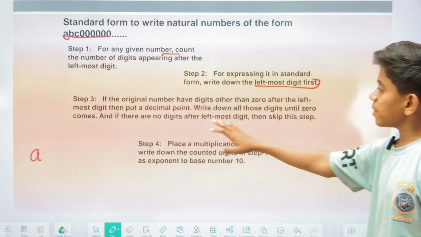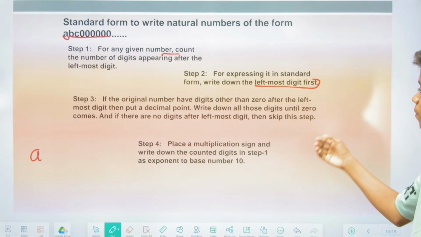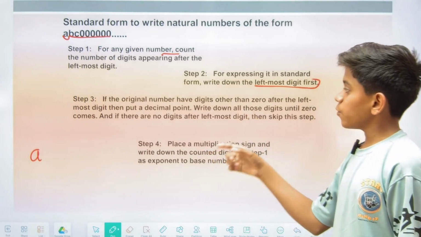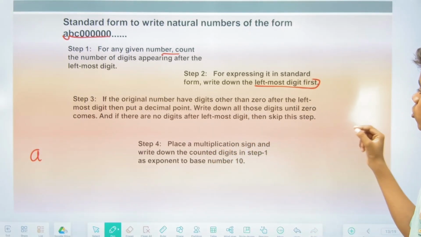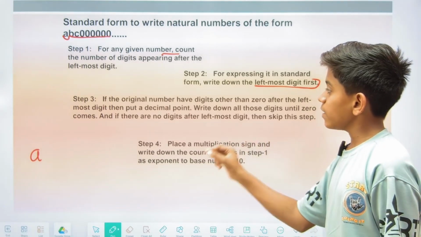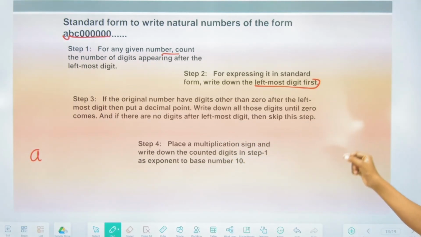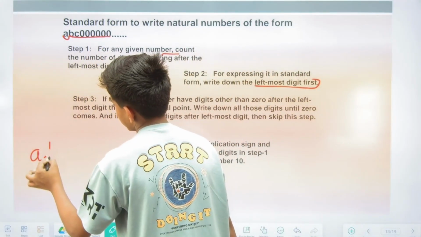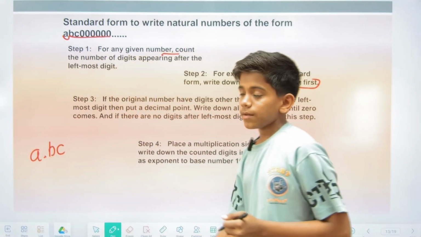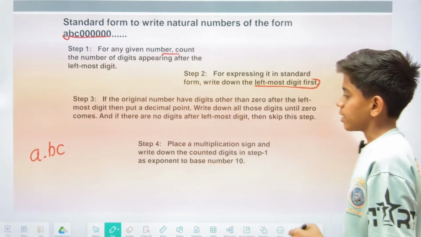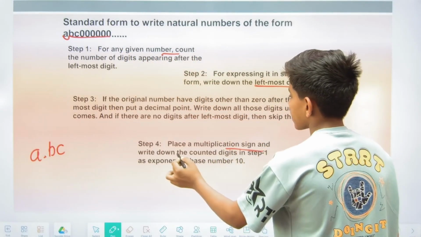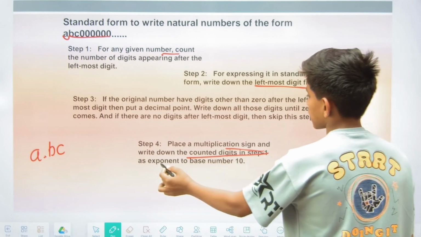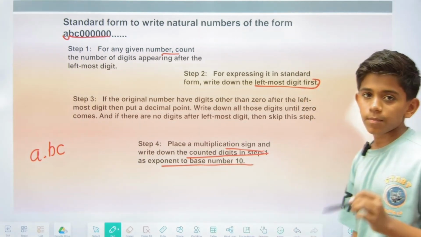If the original number has digits other than 0 after the leftmost digit, then put a decimal point. Write down all those digits until 0 comes, and if there are no digits after the leftmost digit, then skip this step. Now after this we have a point and then b, c. After that, 0 0 0 are there. Place a multiplication sign and write down the counted digits from step 1 as the exponent to the base 10.